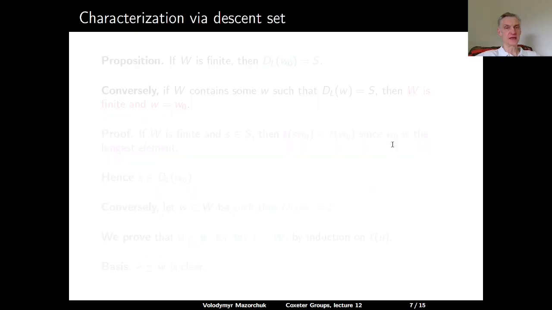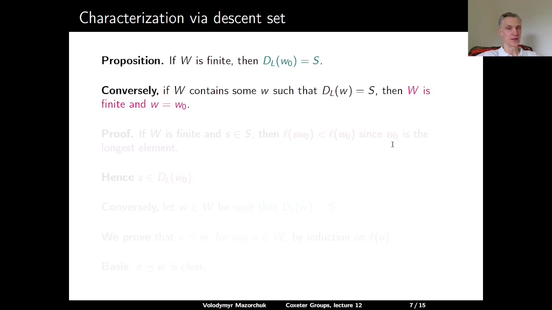The longest element admits an interesting characterization using the descent sets. Proposition: if W is finite, then the left descent set of w0 is the whole set S. Conversely, if W contains some element little w, such that the left descent set of this element is the whole S, then W is finite, and our little w is actually the longest element w0.